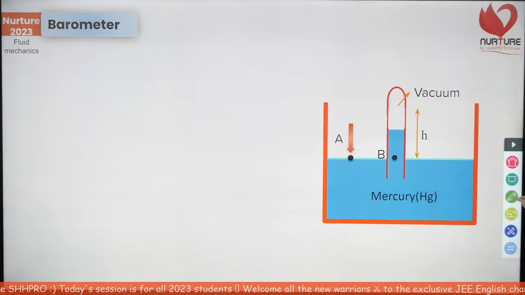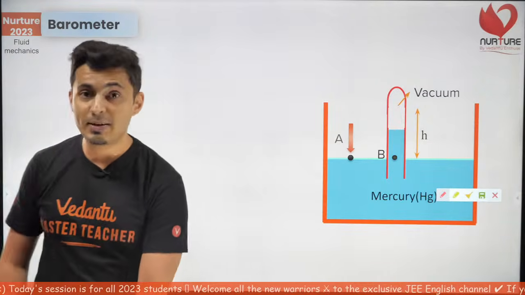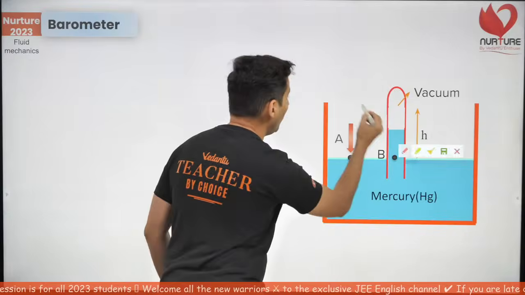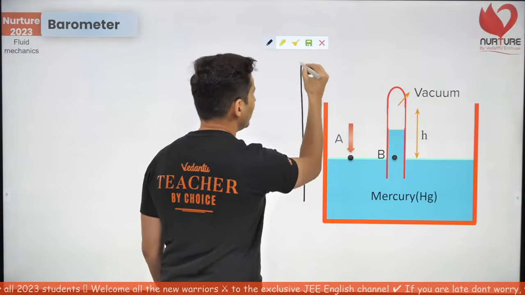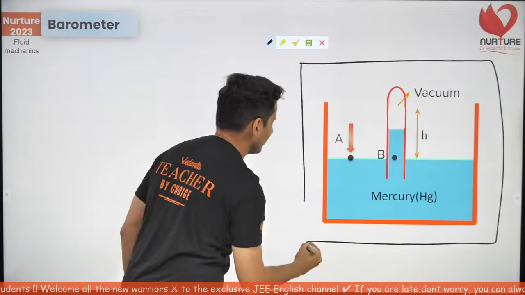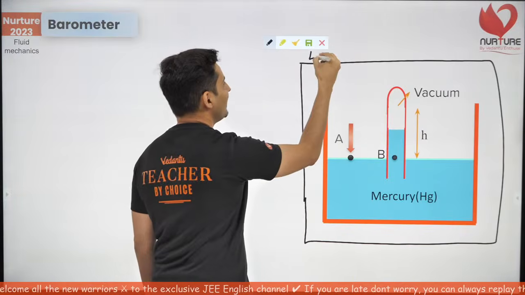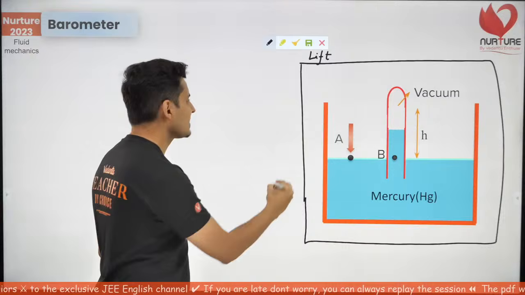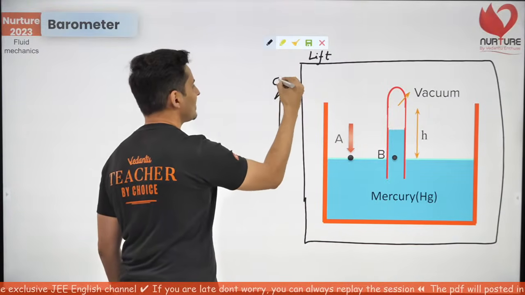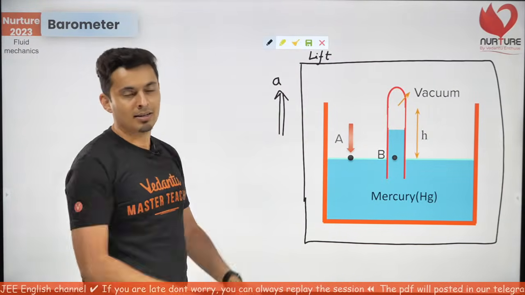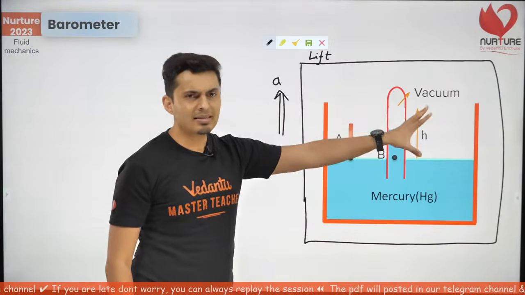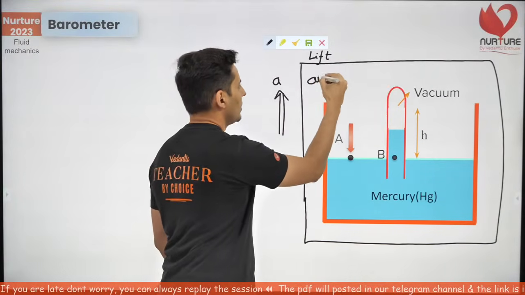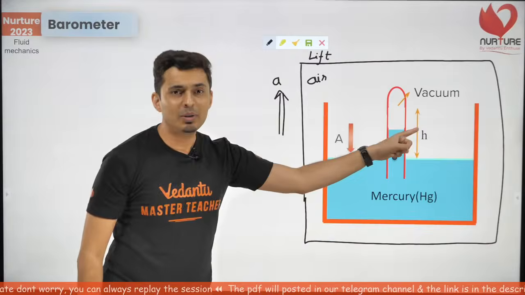Just imagine, you put this barometer in a lift. Now, the lift starts accelerating upwards. Inside you have your normal air. What do you think will happen to this H?